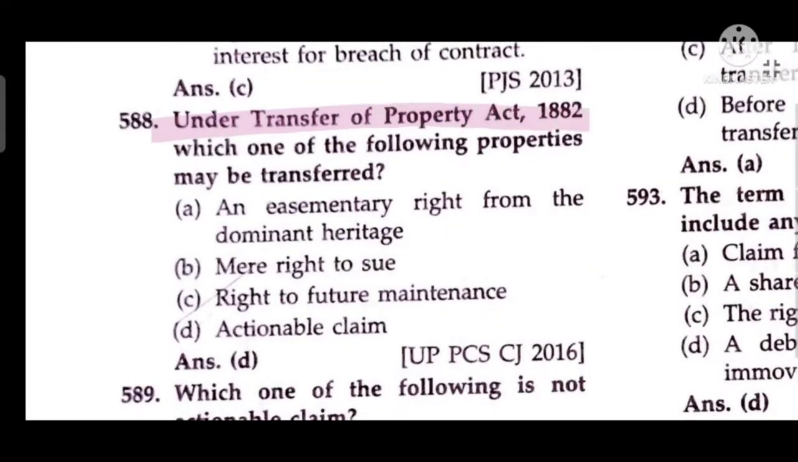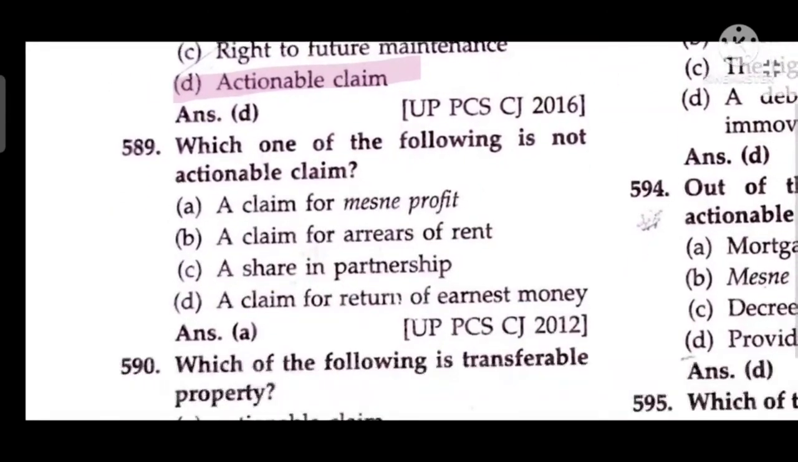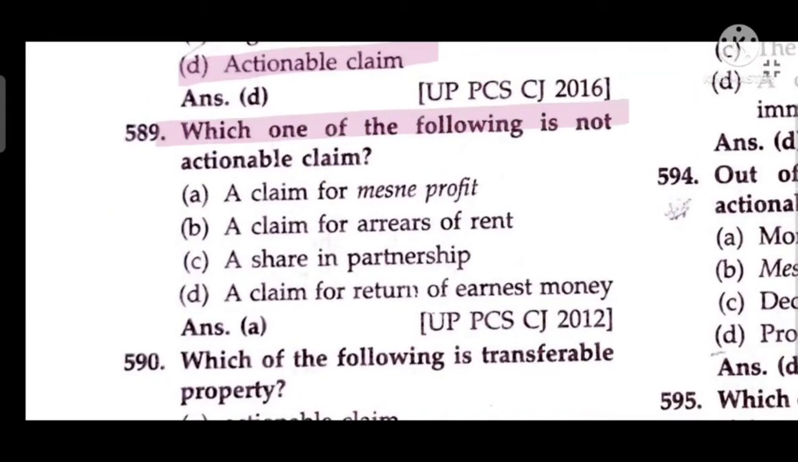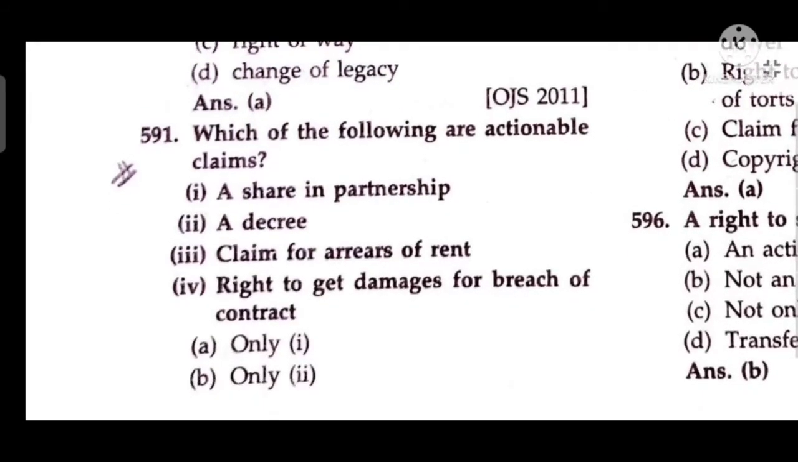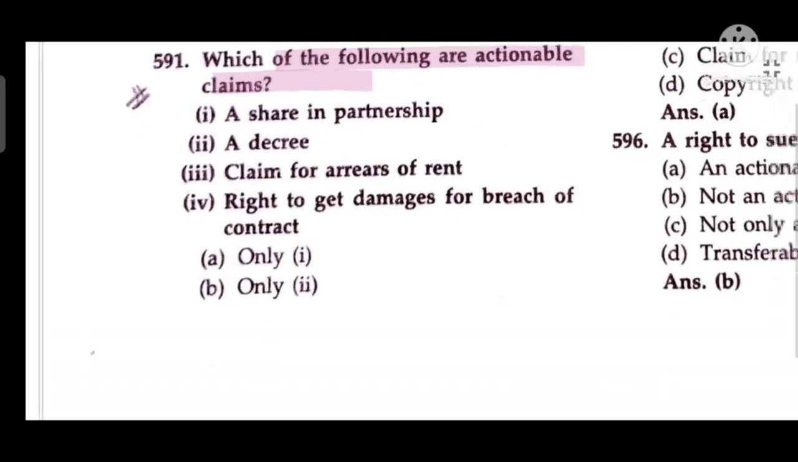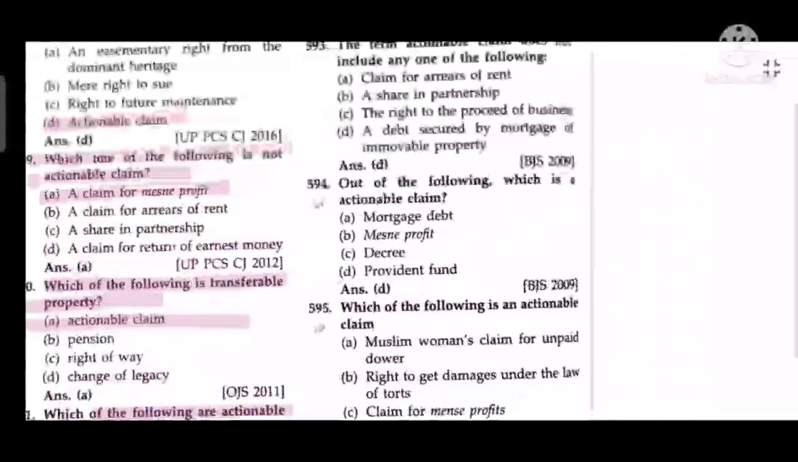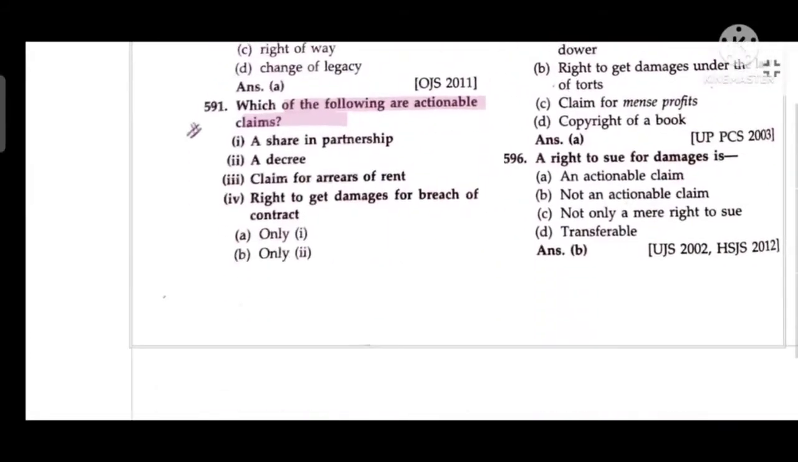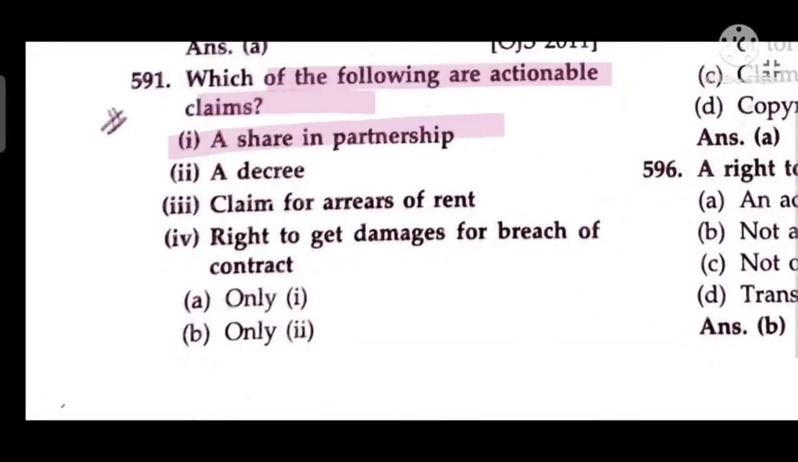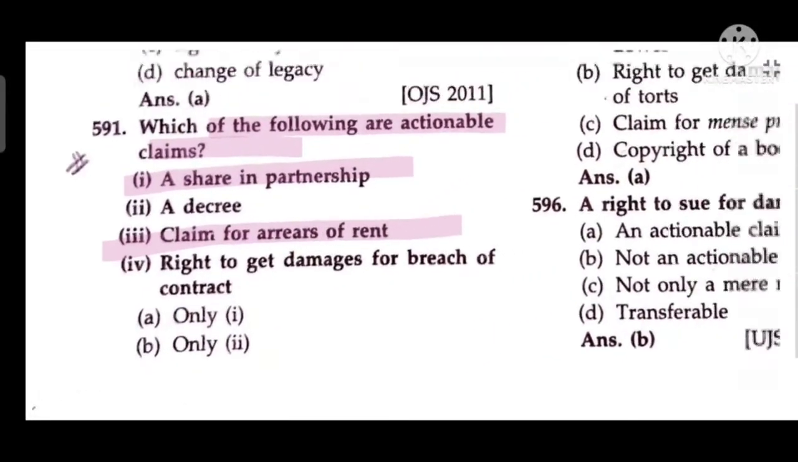Under the Transfer of Property Act 1882, which one of the following properties may be transferred? Actionable claim. Which one of the following is not an actionable claim? A claim of mere profit. Which one of the following is a transferable property? Actionable claim. Which one of the following is an actionable claim? Share in the partnership, claim for the arrears of rent.